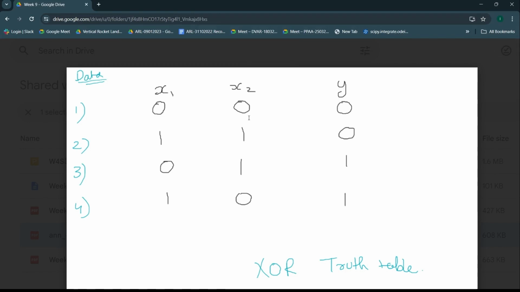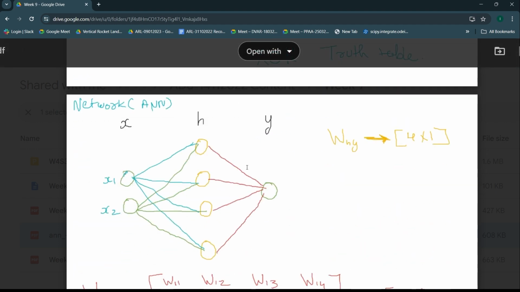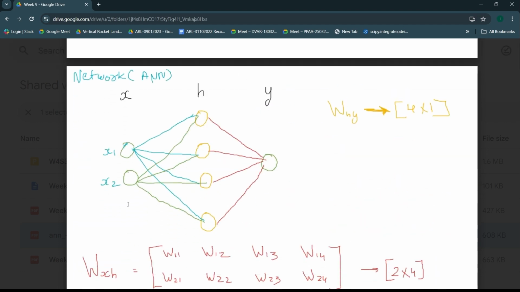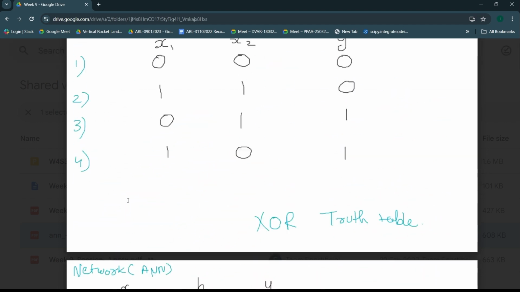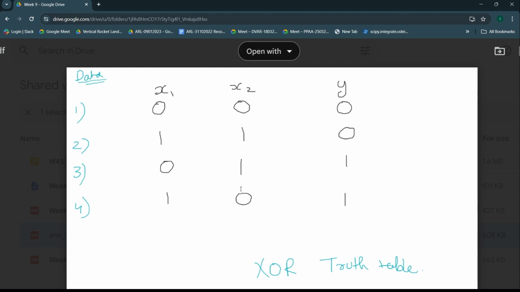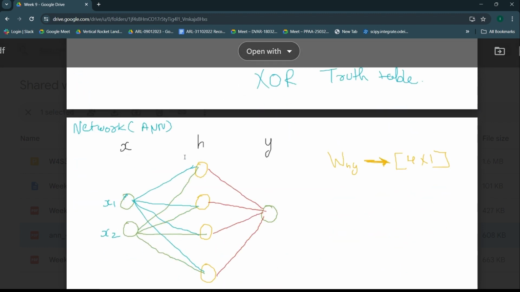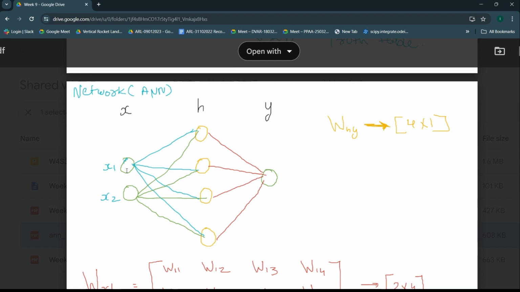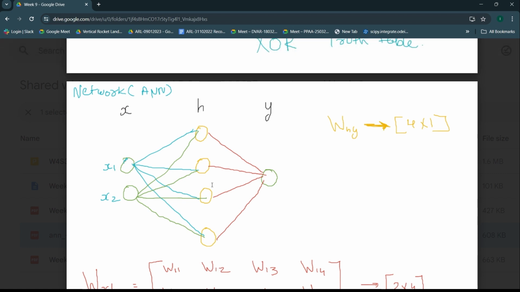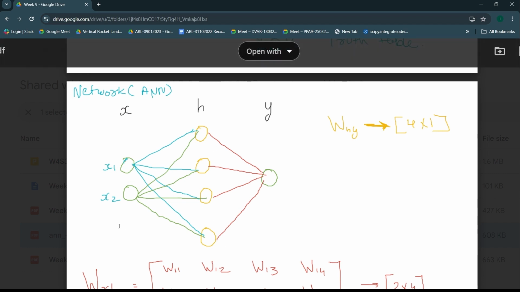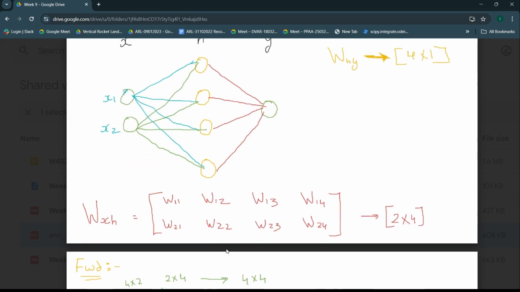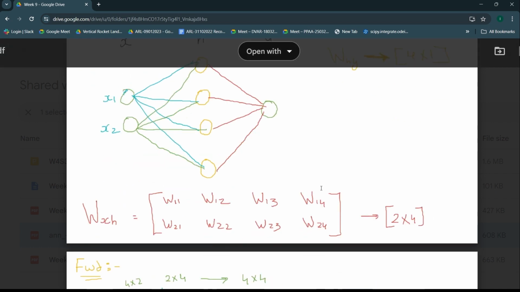So let us first start with the revision part. Over here I have the data that I'll be using in my architecture. This is the architecture that we have designed, with the shape of the inputs being 4 cross 2 because there are only 4 rows and 2 different columns. And if I talk about the weights, there will be 2 from the inputs and 4 from the hidden. So in between X and H, the total connections will be 2 cross 4, and therefore the shape of WXH will be 2 cross 4.